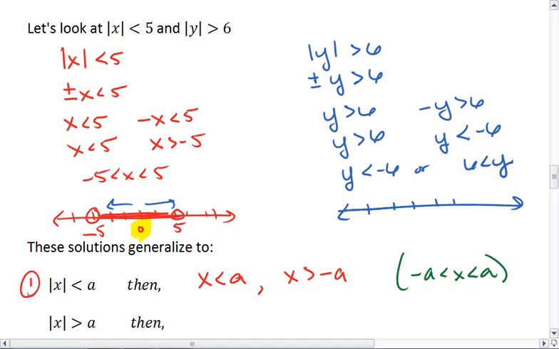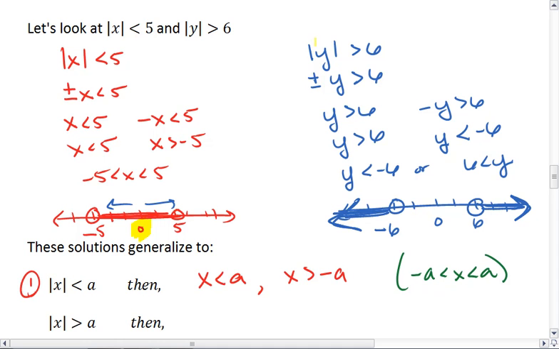Graphically, what this means is that my y can be any value. Shoot. Come back, Mr. Numberline. There we go. Can be any value less than -6 or any value greater than +6.